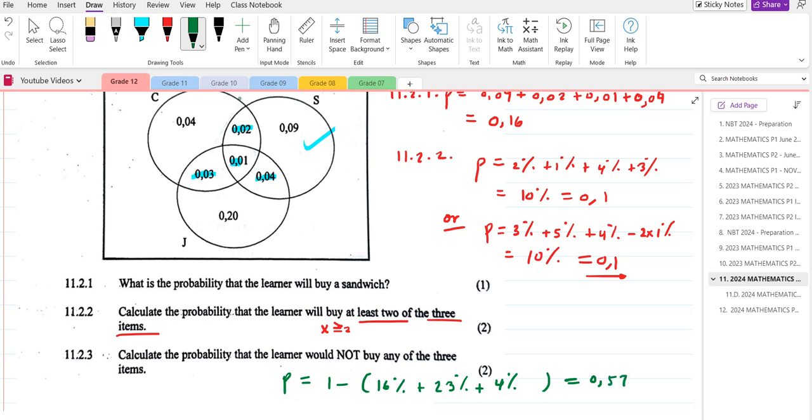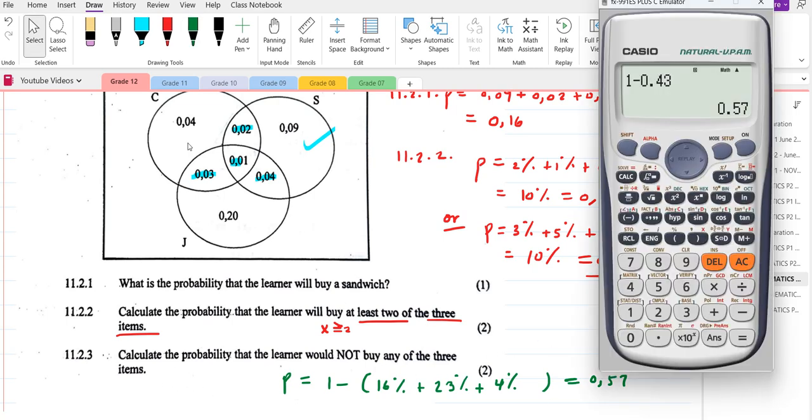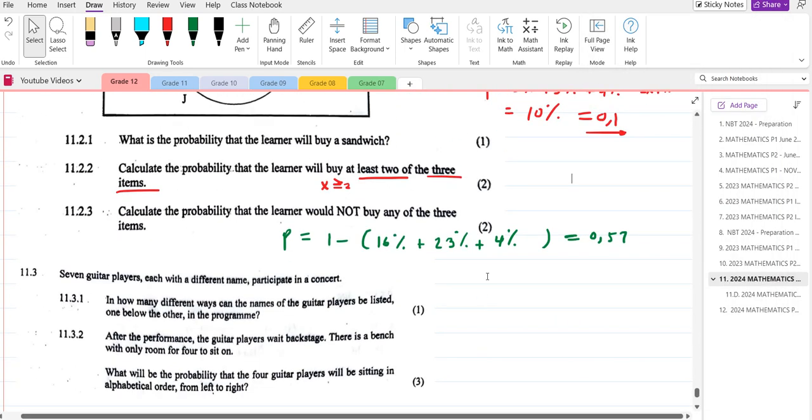Right. So calculate the probability that the learner would not buy any of the 3 items. Or you can just take 1 minus the rest. 1 minus 0.16, because I already summed this up, minus the 0.04, 0.07, 0.27. Yeah, so I'm getting 57%. So 0.57 is the probability. I hope you guys understood that.